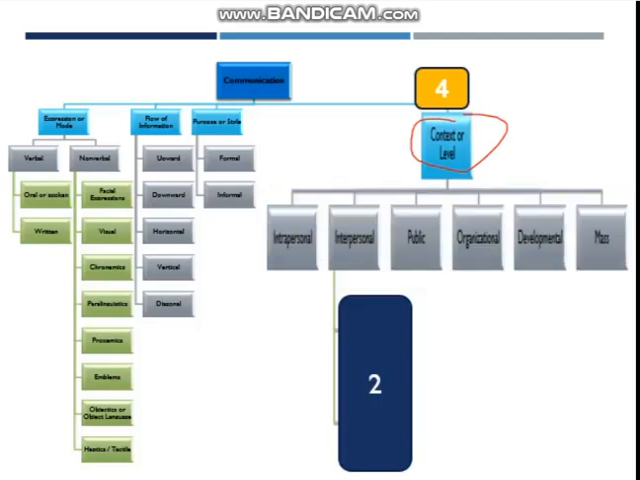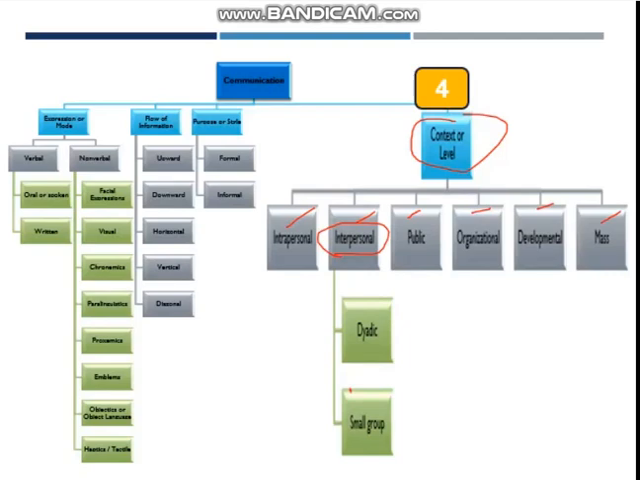We have 6 types. We talk about intrapersonal, interpersonal, public, organizational, developmental, and mass. Okay, under interpersonal, we have dyadic and small group.